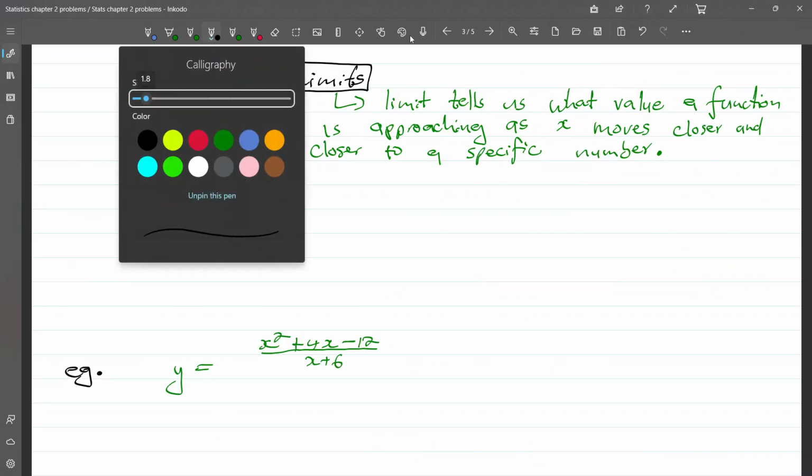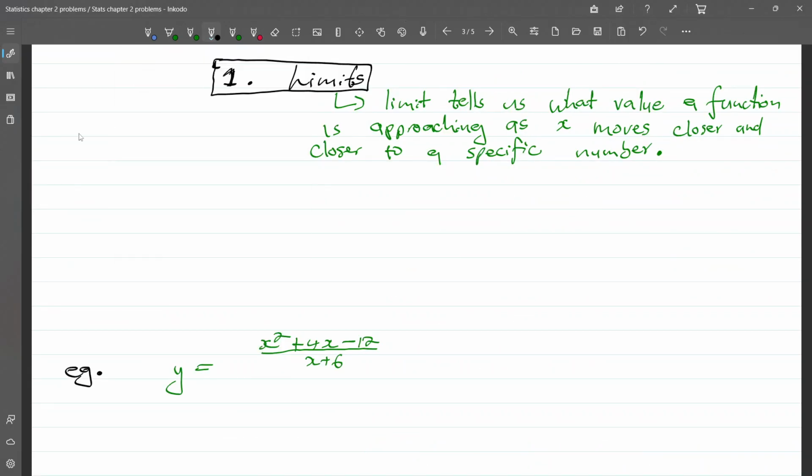Okay, guys, let's start with our first section, limits. A limit tells us what value a function is approaching as x moves closer and closer to a specific number. This is the definition of a limit.